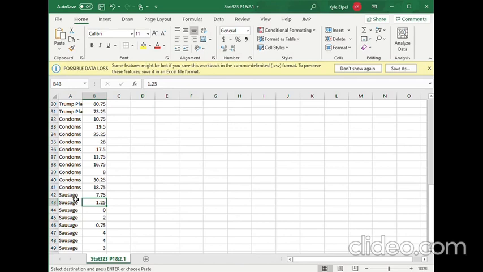So what I went ahead and did is I ran 2 different analyses. One, including the trump cards and the condoms, including all the data points. And then the other one, only including the sausages, the M&Ms, and the tomatoes. Let's take a look.